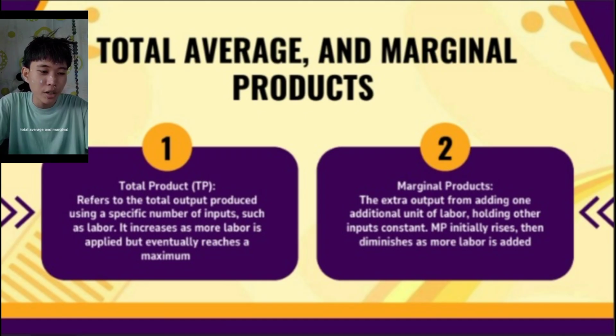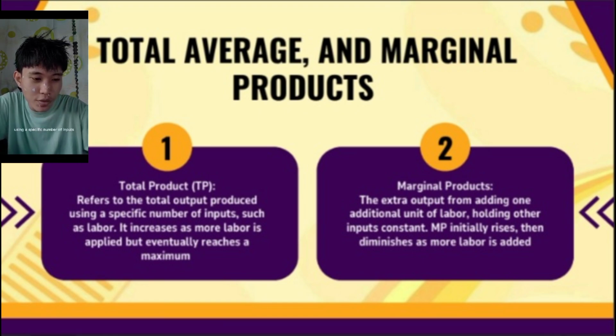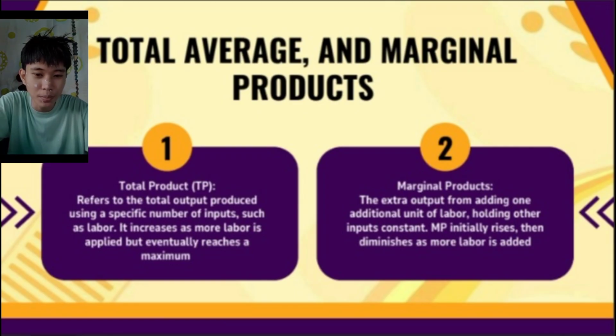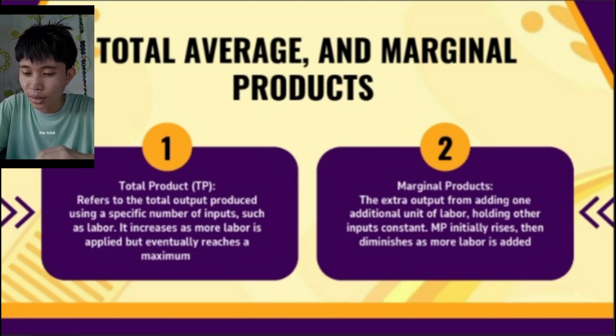Total, average, and marginal products. 1. Total product or TP refers to the total output produced using a specific number of inputs such as labor. It increases as more labor is applied but eventually reaches a maximum. In other terms, the total product of goods or services generated in the production process.